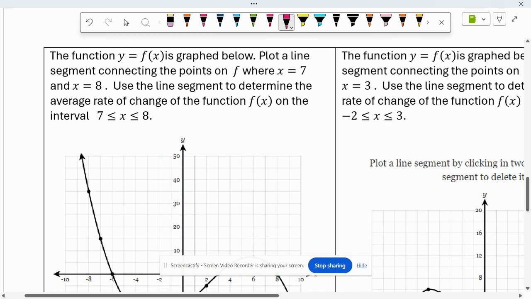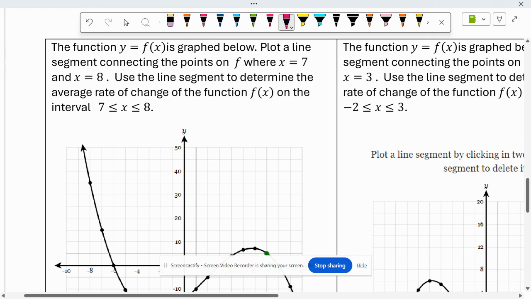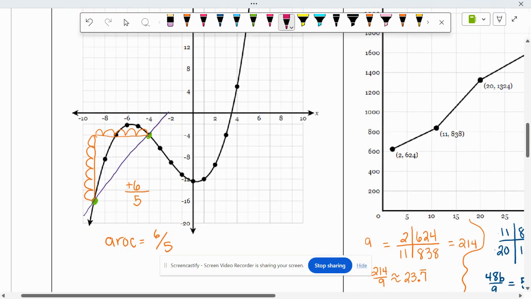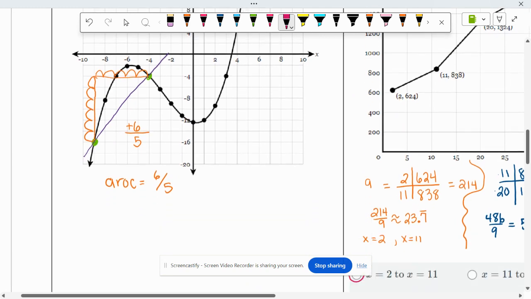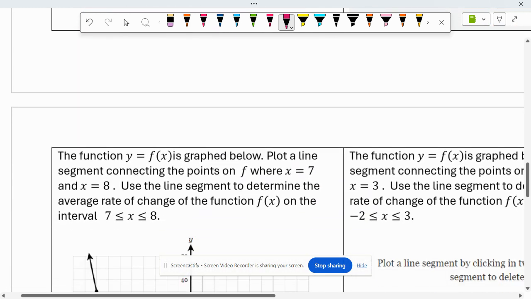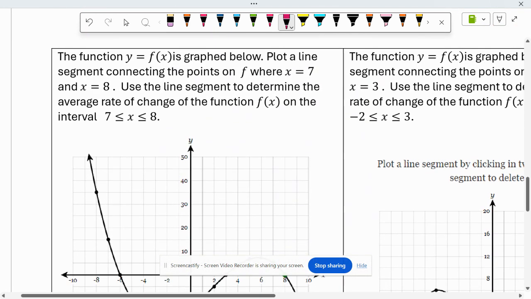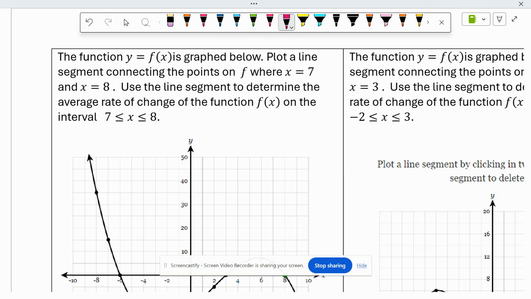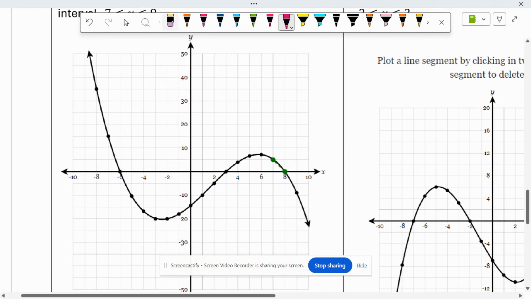Next, for these last two examples that you guys do in Delta Math, it requires you to plot the points and draw a segment, just like I did on this one here. It requires that you plot the points and draw a segment. So we're going to have to do that, okay? So when we're plotting a line segment to figure out the average rate of change between x equals 7 and x equals 8.